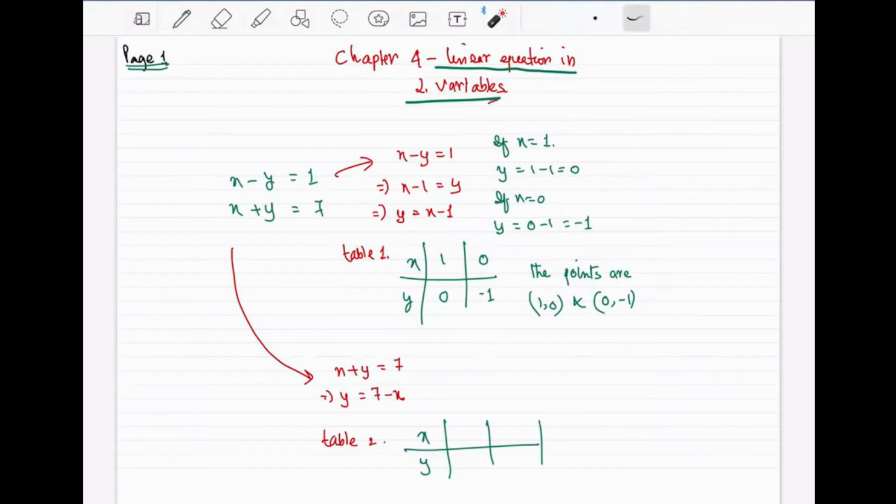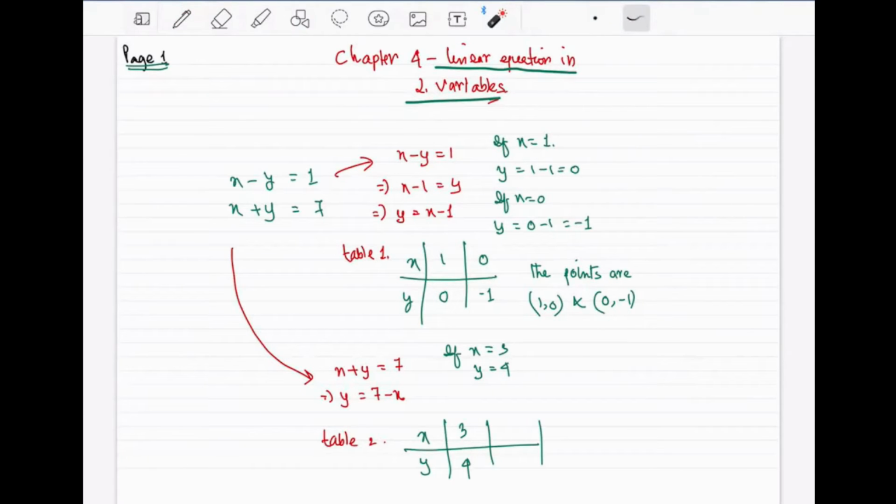So when x is 3, let's say, how much is y? When x is 3, y will be 4. Okay, if x is equal to 3, y is equal to 4. Okay, you can reverse it, or you can take up one value.